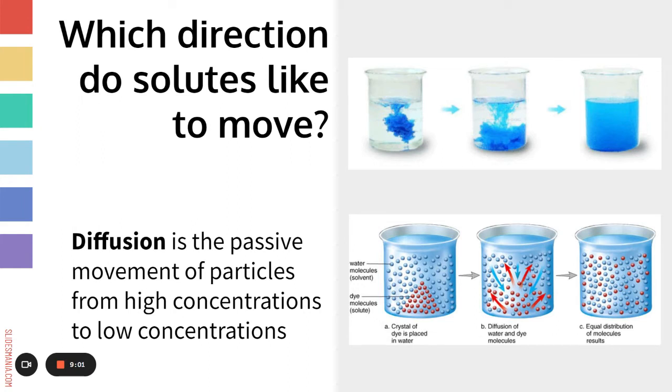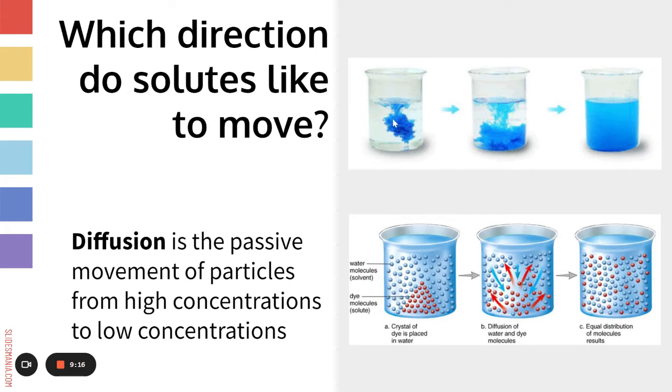So diffusion is saying that particles will move from regions where they're in a higher concentration to regions where they're in a lower concentration. And this is a passive process, so it doesn't take energy. It will occur spontaneously or automatically. You can see this with the dye here.